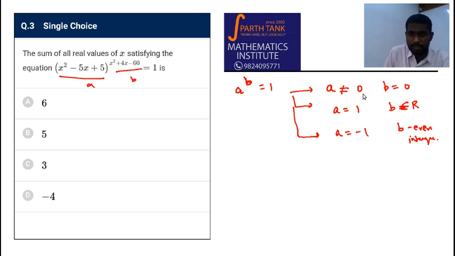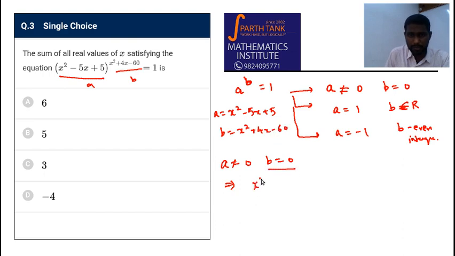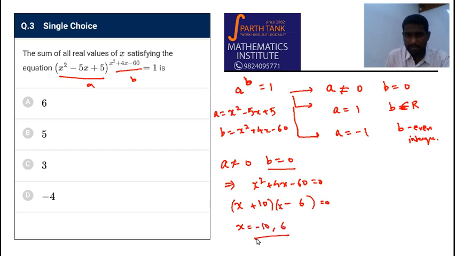Okay. Now first case, a should not be 0, b should be 0. This implies I am taking my a as x squared minus 5x plus 5 and b as x squared plus 4x minus 60. So this implies using this x squared plus 4x minus 60 is 0. What are the roots? 60 is 12 5s are 10 6 are 60, plus 10 and minus 6. So x is minus 10 and 6 as 2 roots.